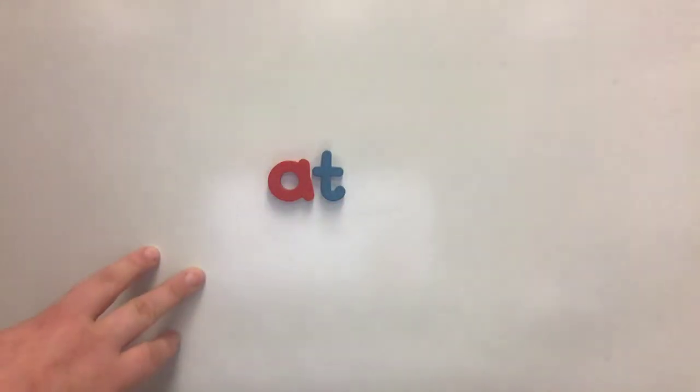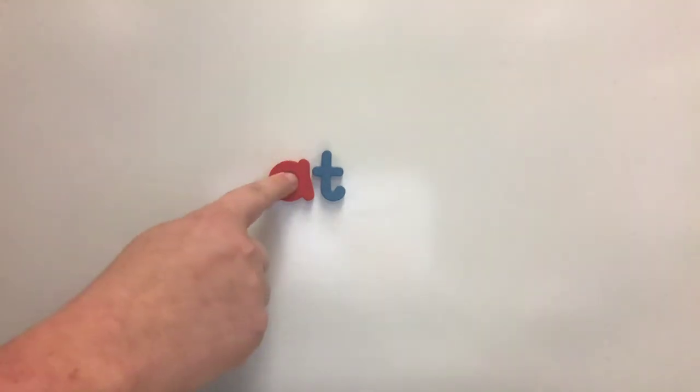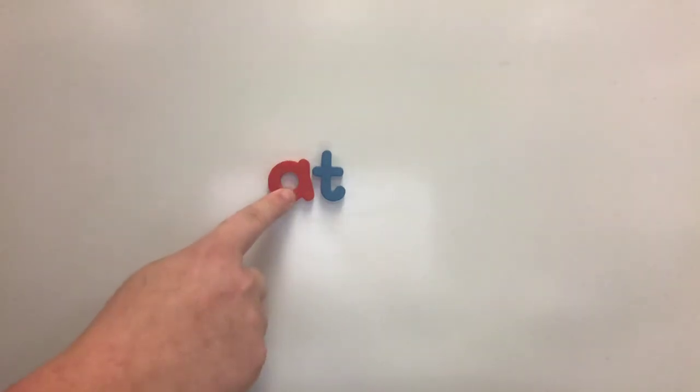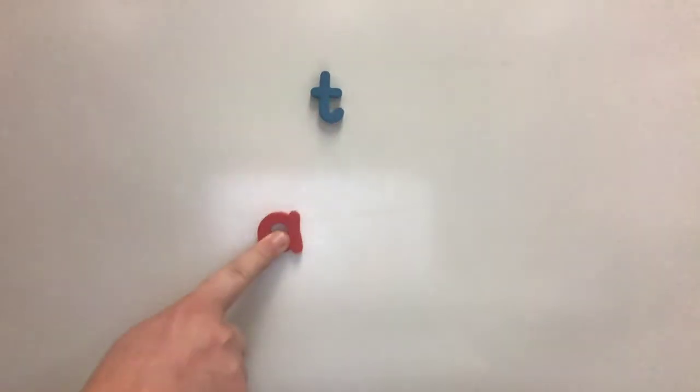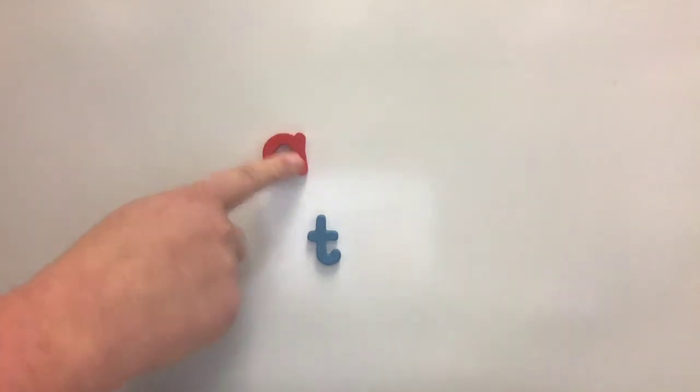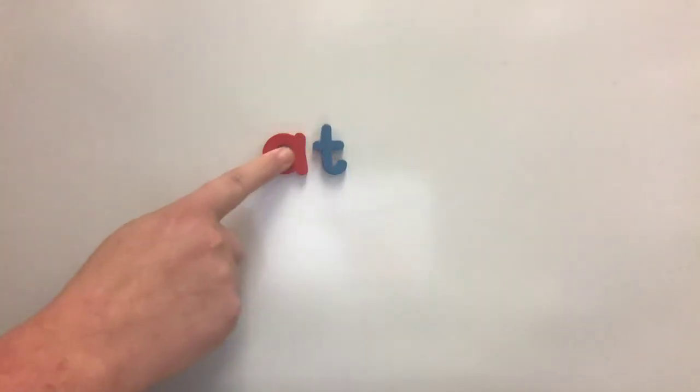Okay, so you should have these two letters. Let's sound them out together. You watch me first, and then I'll have you do it with your letters. Listen first, and then you can do it with me. At. At. Now watch me first, and you're going to say it with me. At. Make sure you're saying it.